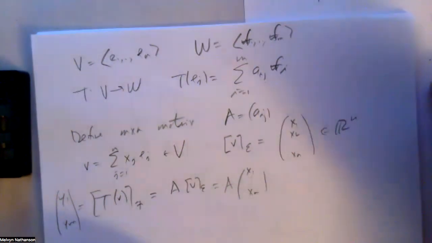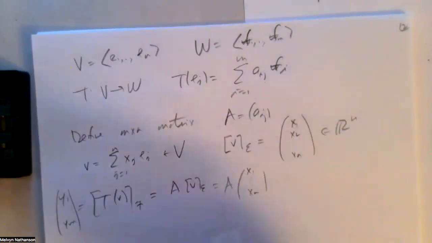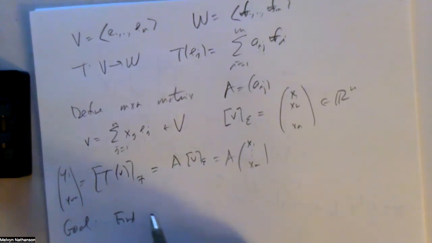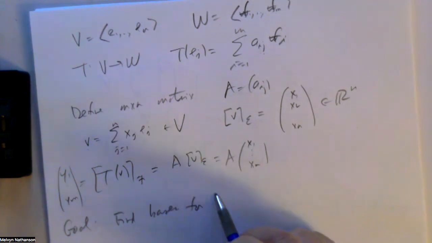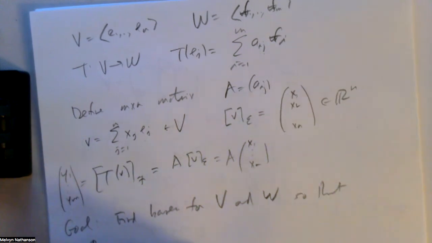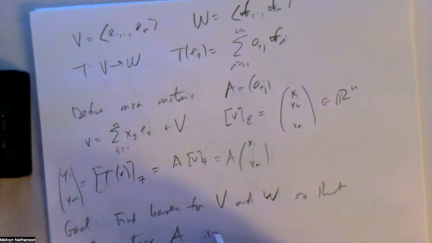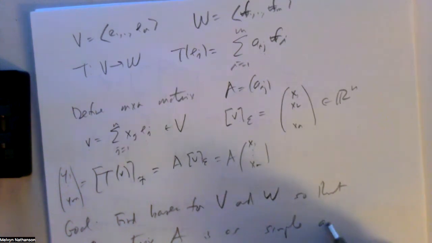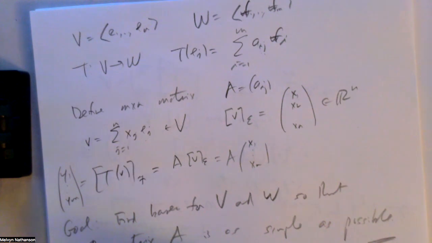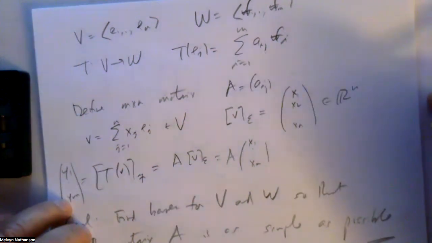So this is the standard way we associate a matrix to a linear transformation. And we would like, this is sort of a goal, to find bases for V and W so that the matrix A is as simple as possible. So that's kind of a goal. Because a simple matrix for A means we have a simple way of understanding the linear transformation T.